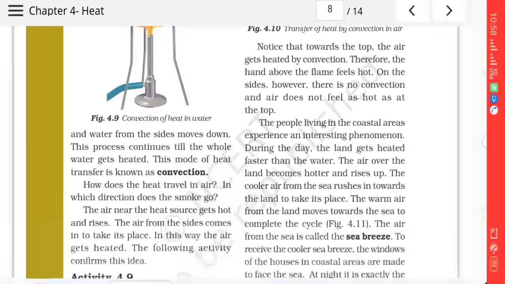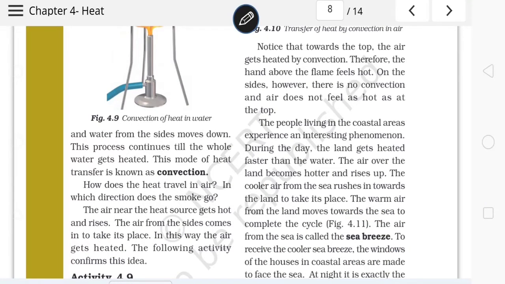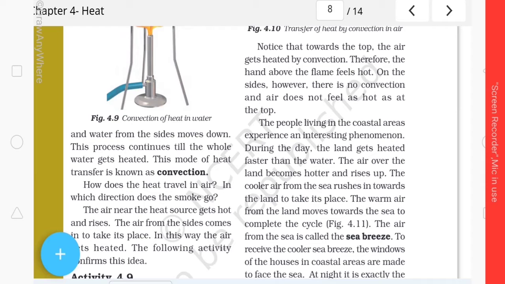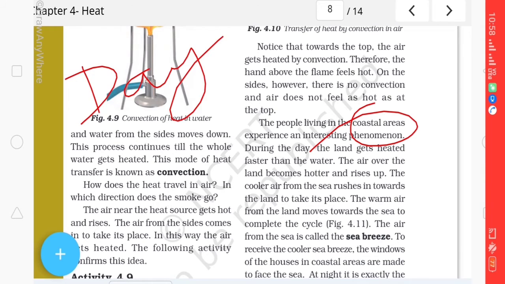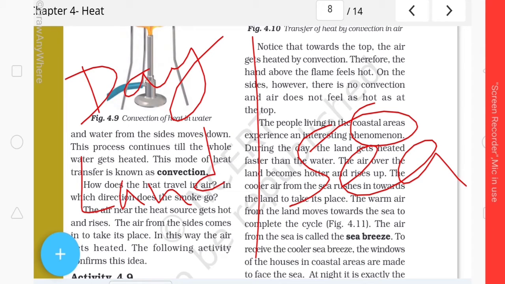Let's see. In the sea breeze, especially for people living in coastal areas, coastal areas means those who are living near the oceans, near the sea, huge water bodies. If they are living there, what happens during the daytime? If this is the sea and this is the land, the land gets heated first during the daytime, then the water.